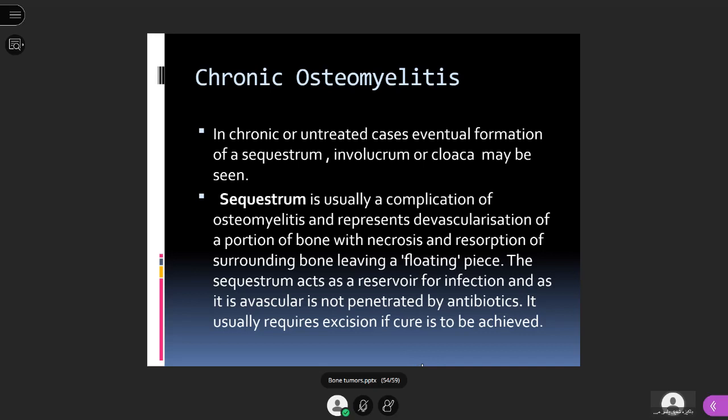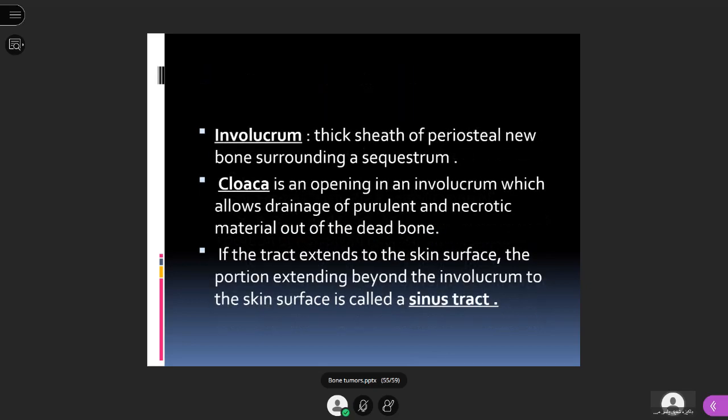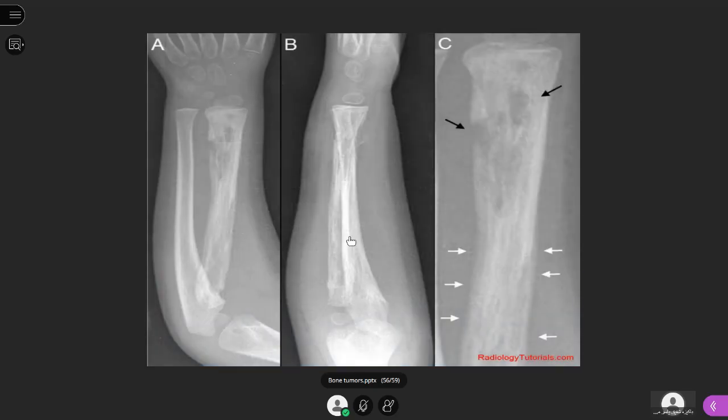Chronic osteomyelitis. Now, chronic osteomyelitis is more common in adults, and there are three radiological appearances which are important. First of all is the sequestrum or the dead bone. The sequestrum, or dead bone, will be more dense than the normal bone. Why is it more dense? Because it loses its blood supply. Whenever bone loses its blood supply, it becomes more dense. So dense bone here.